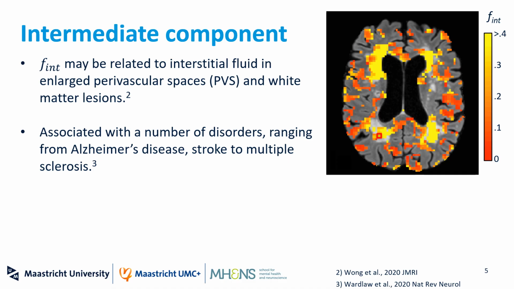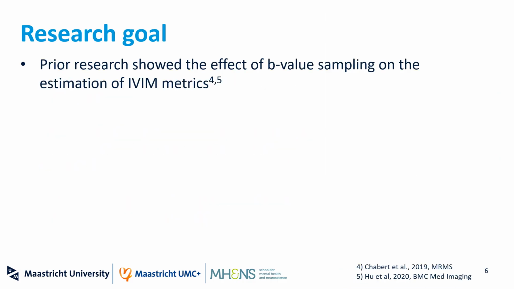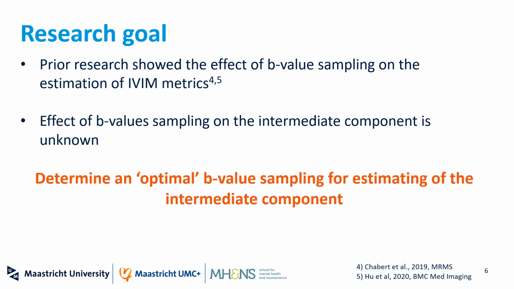These types of lesions are associated with a number of disorders, ranging from Alzheimer's disease to stroke and multiple sclerosis. Therefore, estimating the intermediate fraction from IVIM data can provide valuable insights. Previous research has already shown the effect of different B-value sampling strategies on the estimation of IVIM metrics. However, the effect on the intermediate component has not yet been studied. Therefore, in this study, we will determine the optimal B-value sampling for estimating the intermediate component.